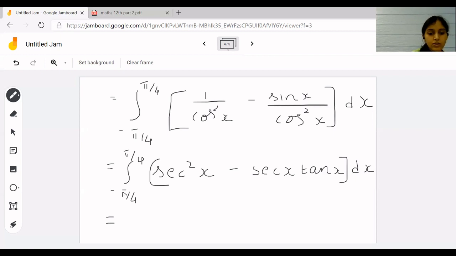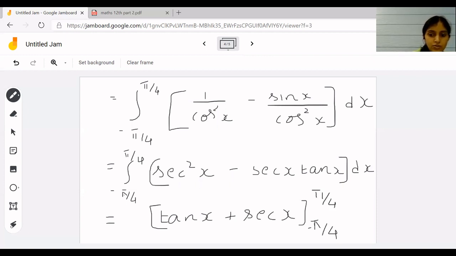Okay, so this integral value would be, so this is of the form f of x minus f dash of x, right? So we can get the answer of this integral as tan x plus sec x. Both of them have an integral value. Formulas of integration should be perfect for this chapter. Okay, I told you we should be thorough with our integration, then limit substitution is the only thing that is left in this chapter.